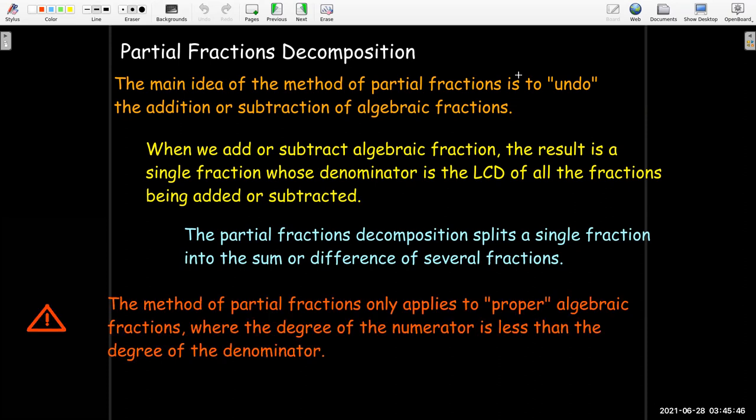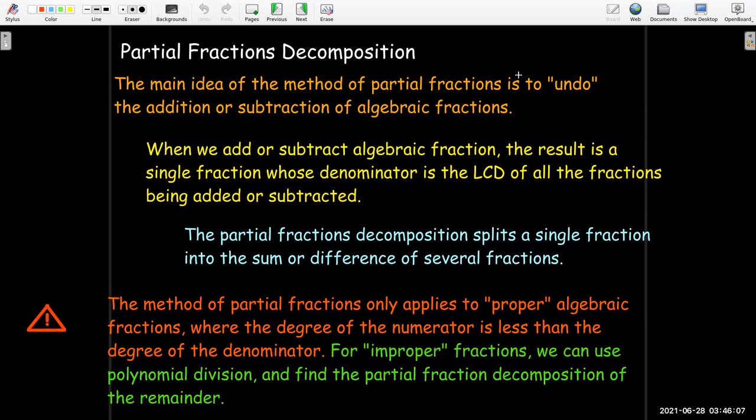Now, a bit of caution here. What we're going to talk about in this video only applies to proper algebraic fractions, proper meaning that the degree of the numerator, the degree of the top, is less than the degree of the bottom. If that's not the case, you can use polynomial division. You'll get a quotient and a remainder. The quotient you just leave as the quotient, and the remainder will be a proper algebraic fraction. So if possible, you could find the partial fraction decomposition of the remainder.